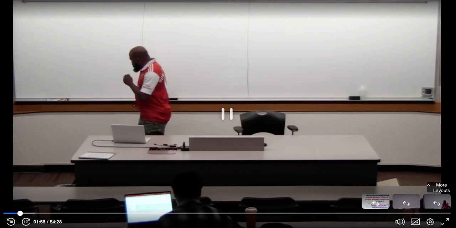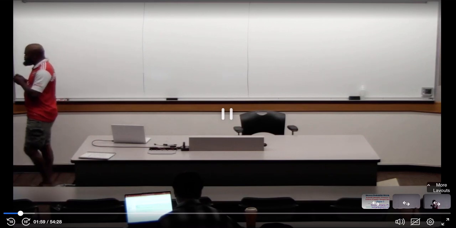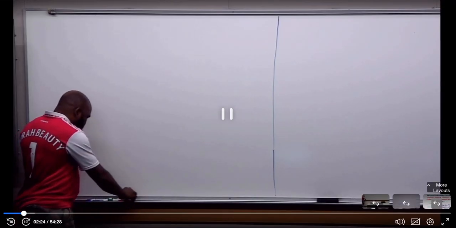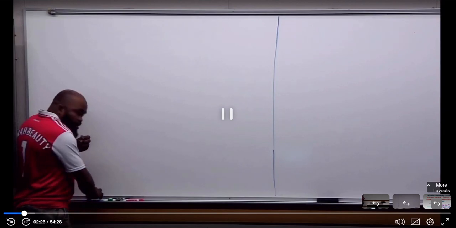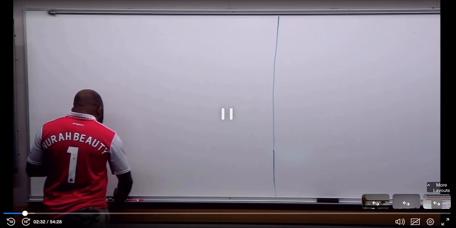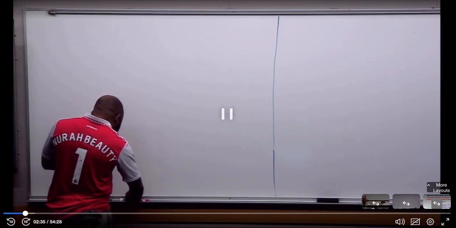Okay, so we started discrete probability distributions, and today I'm actually going to walk you through each of these probability distributions. I'm going to start from Bernoulli, then go to binomial, geometric, discrete uniform, and negative binomial distributions. So I need you to be focused, and we're starting right now. I believe you can all hear me, right? Okay. Now I'm going to start with the Bernoulli distribution.